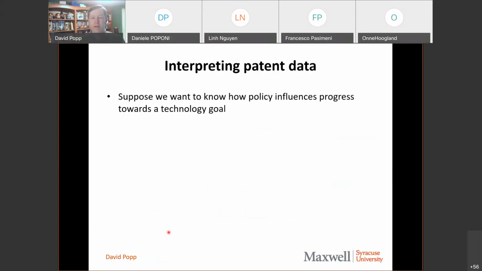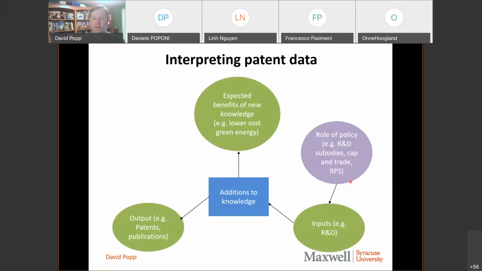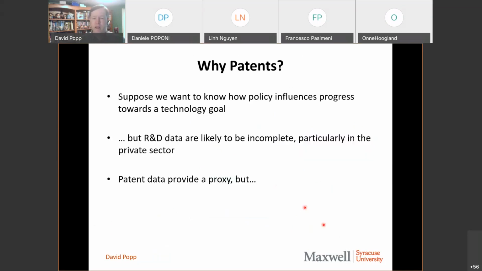Okay. So suppose, for example, we want to know how policy influences progress towards a technology goal. We're imagining that we have some R&D subsidy or some policy like cap and trade or renewable portfolio standard, and we expect this is going to increase innovation. R&D data, though, are likely to be incomplete, particularly if we're thinking about innovation in the private sector. We might know, at best, the total spending that a firm does, but we're not going to know how much General Electric's R&D spending goes to wind turbines versus airline engines versus appliances and so on. Patent data allow us a much more detailed proxy of that.